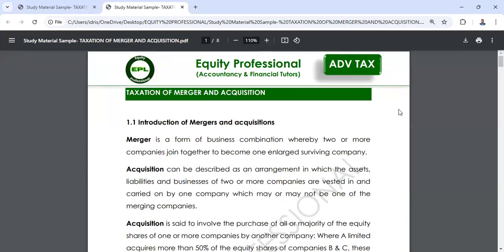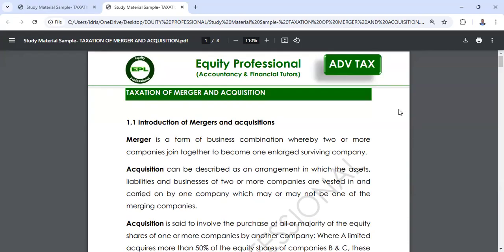So first and foremost, what is merger? Merger simply means a form of business combination where two or more companies come together, join together to become one surviving company.